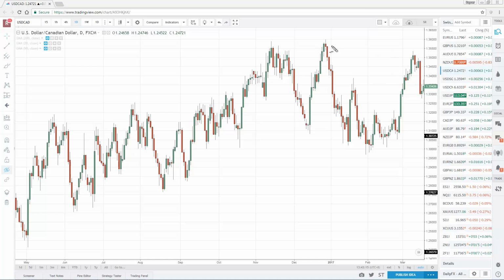I would say this is a variation of the evening star. You have a bullish candle. This one I will consider somewhat as a doji, even though it has closed lower. And this third candle tells you the sellers are in control, as it has closed near the lows of this candle.